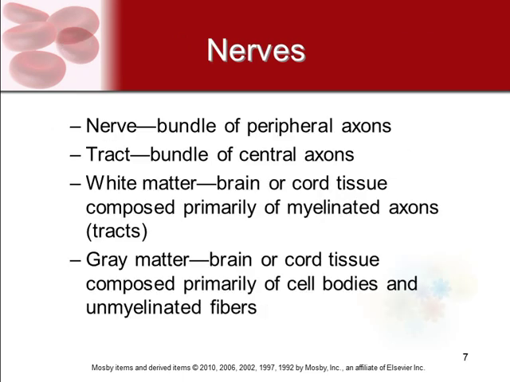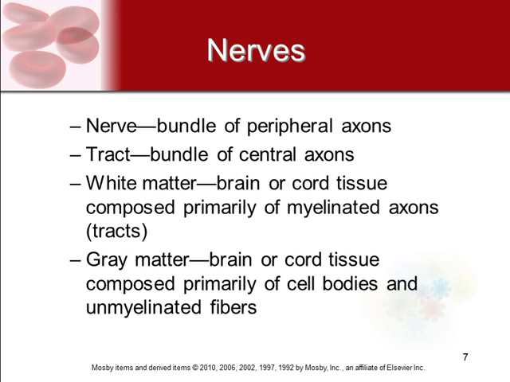So your nerves themselves, well, nerves are just a bundle of those peripheral axons, and they go along a track, which is a bundle of the central axons. And so those are in the central nervous system. Then you have white matter. White matter is brain or spinal cord tissue that's composed mainly of myelinated axons. So if you remember that picture that we saw of the axon, it had those little bubble coatings on it. So that makes up the white matter.